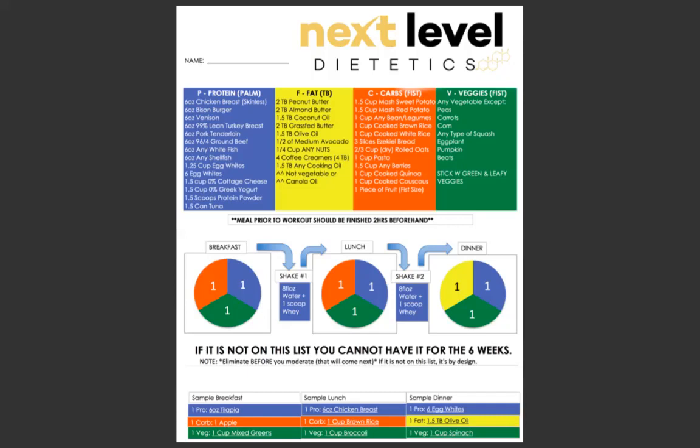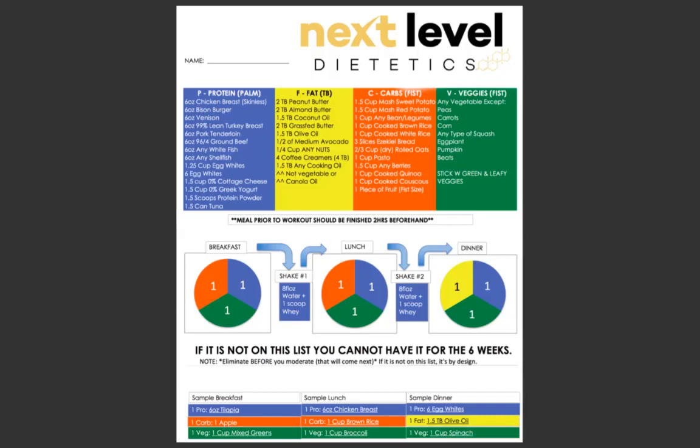What constitutes a serving of whey for me is a minimum of 20 grams of protein, a maximum of 10 grams of carbohydrates, ideally less, and a maximum of 2 grams of fats, ideally less. So we want the protein serving to be above 20. We want the carbs under 10, and we want the fats under 2.